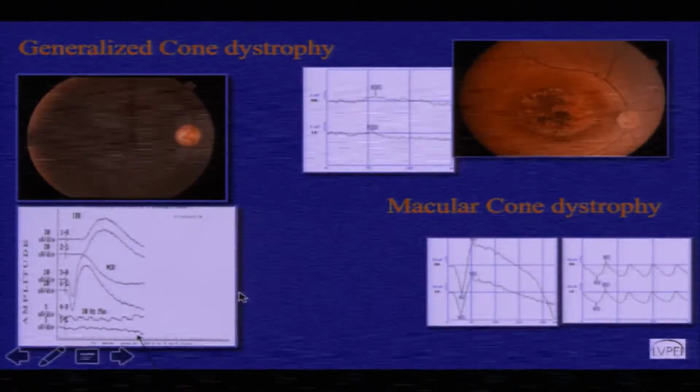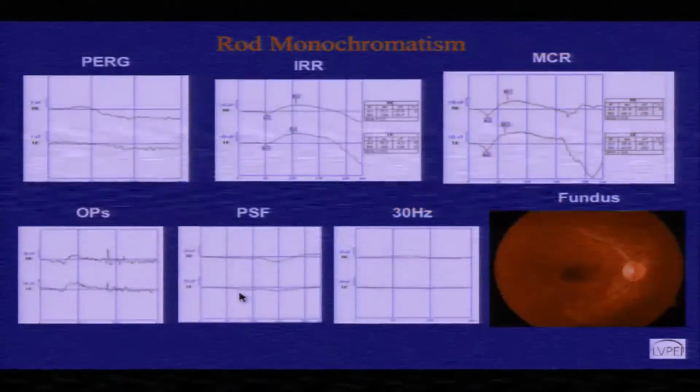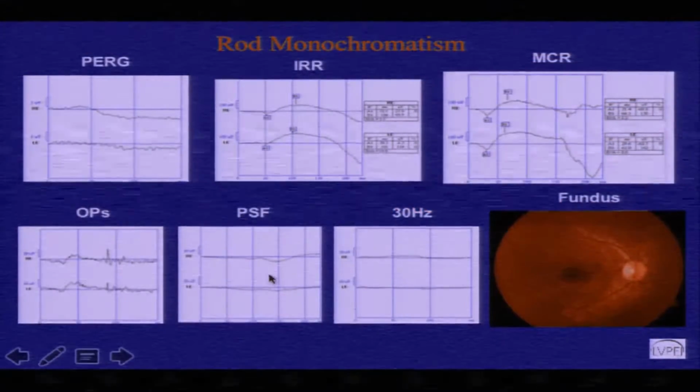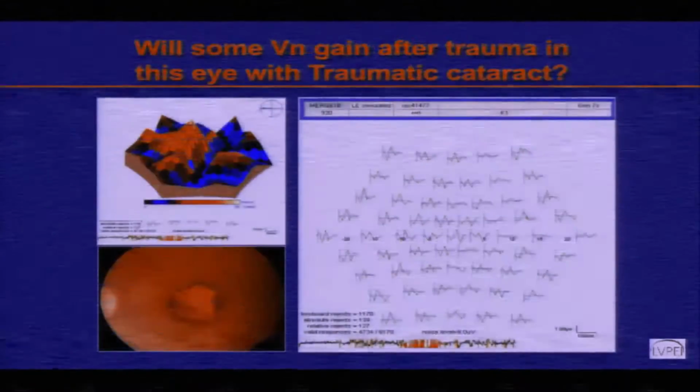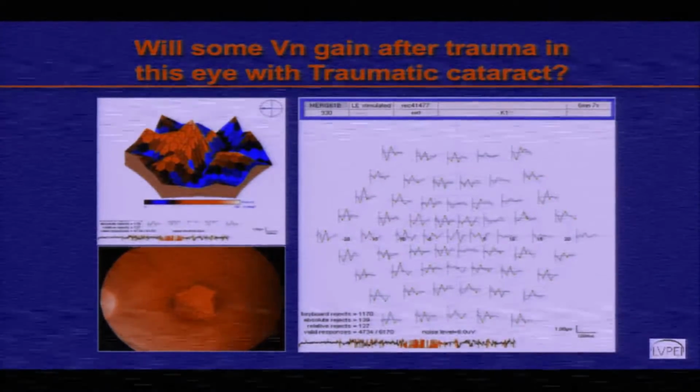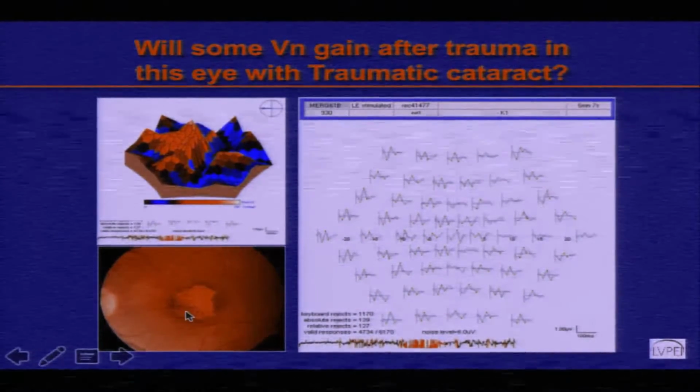So in photophobia, again, we want to know whether it's a generalized cone dystrophy or a macular cone dystrophy, or is it a rod monochromat. So all these patients have photophobia, and the ERG helps us to delineate which area is involved. And then, of course, as I said, there are other conditions of photophobia which you may help to exclude.